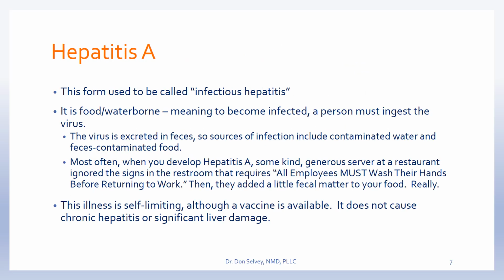All right, let's start with hepatitis A. This is the form of hepatitis that used to be called infectious hepatitis. It is a foodborne, waterborne disease, which means in order to become infected, a person must ingest the virus by mouth, either by food or by water. Here's the bad thing. This virus is excreted in feces, so the sources of infection have to include water or food that is contaminated with the feces of someone shedding the virus. This is called a fecal-oral route of transmission.